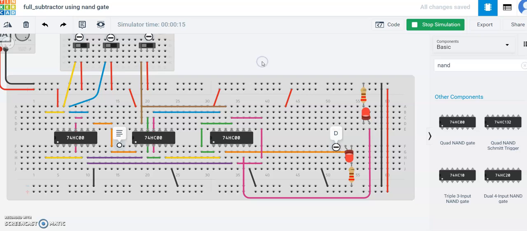This was the circuit. Let's take a look at it.